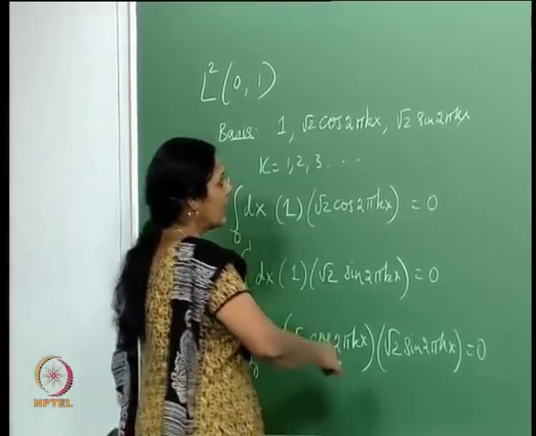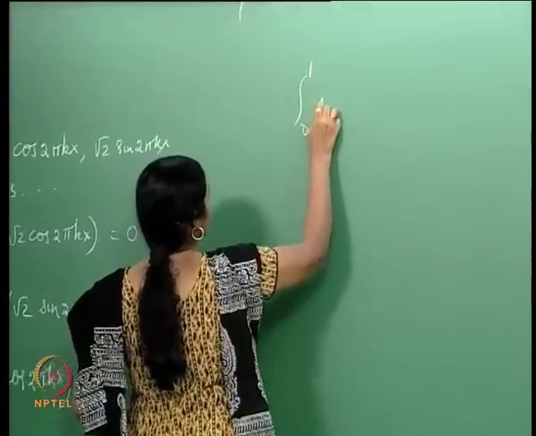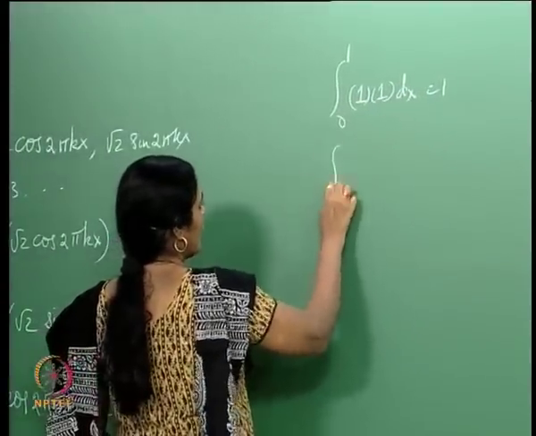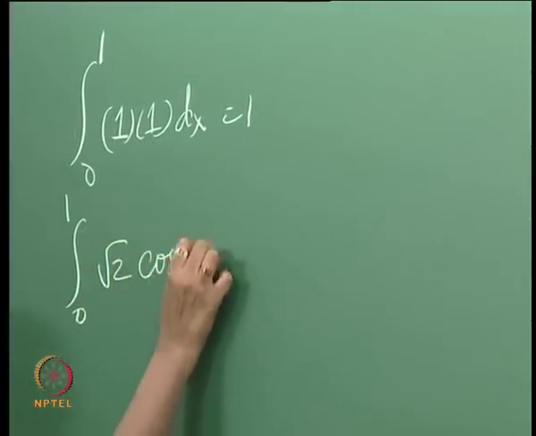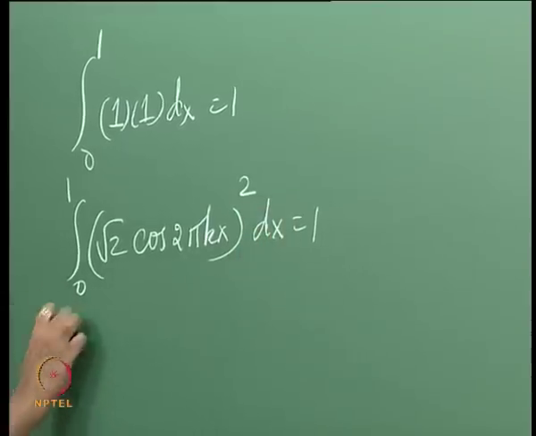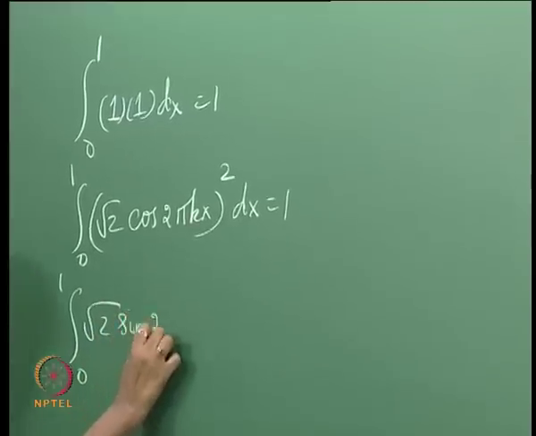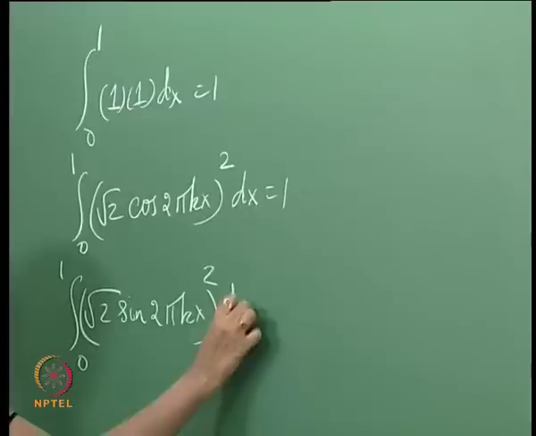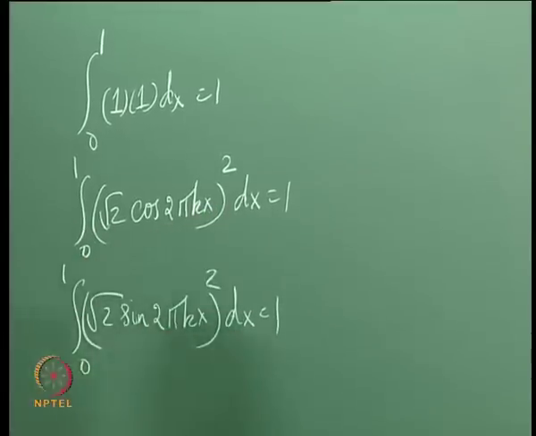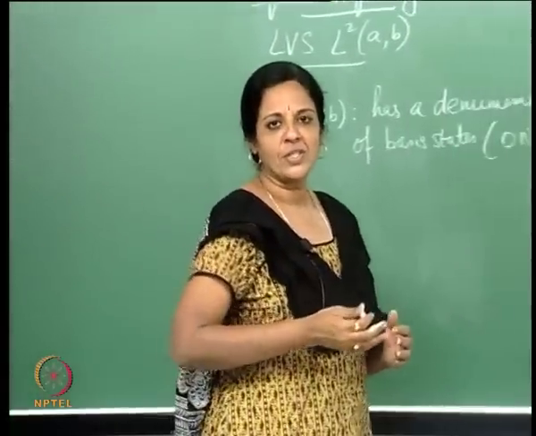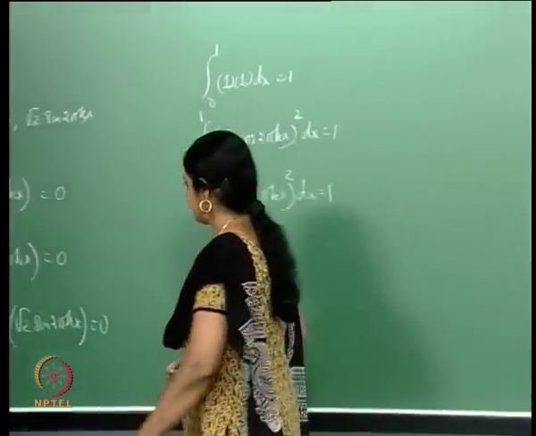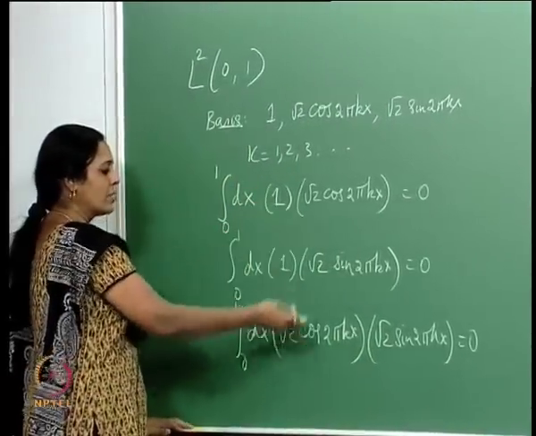They can be normalized to 1, indeed they are normalized to 1, because clearly the integral from 0 to 1 of 1 times 1 dx is 1, and the integral from 0 to 1 of root 2 cos 2 pi kx, for a given k, and so on. The root 2 is important because it is needed to normalize this to 1. So, this is a denumerable infinity of basis states in the linear vector space L2 of 0, 1. So, that is my first example, and all functions in this space can be expanded in terms of these basis states.